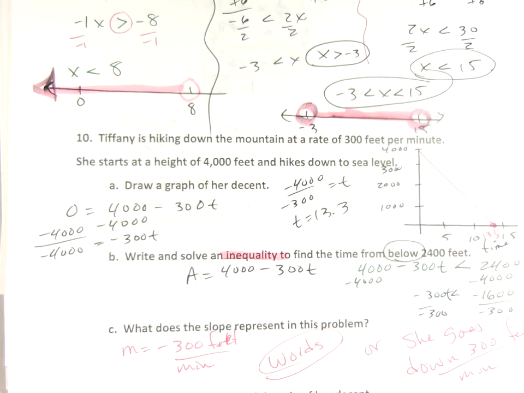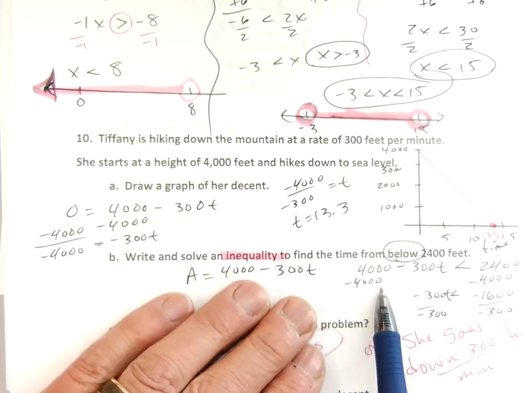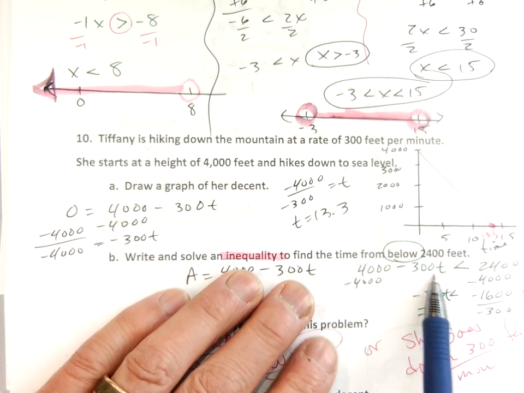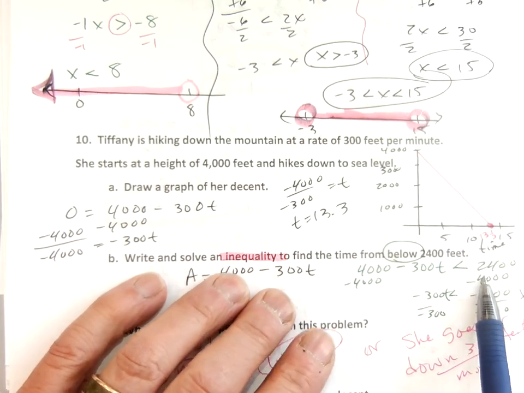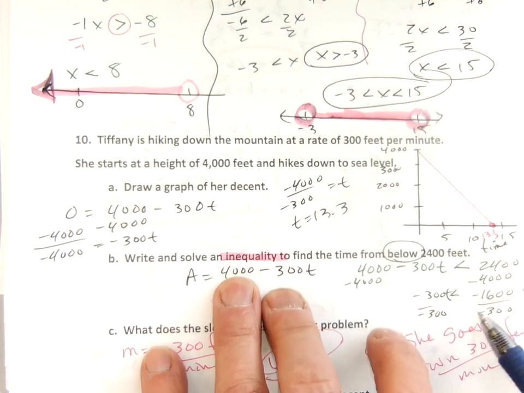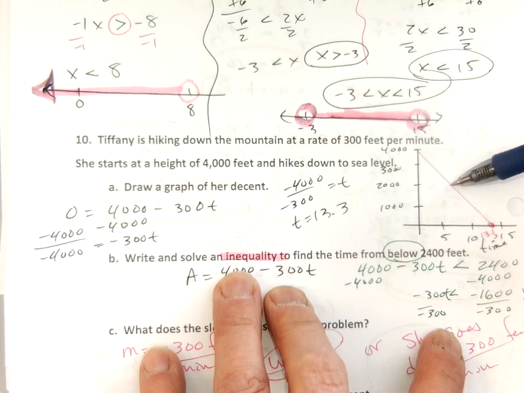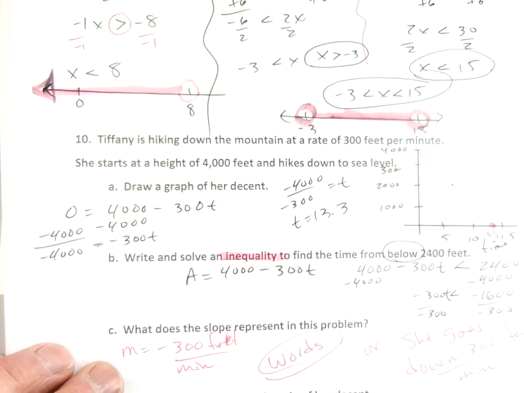Okay, so then write and solve an inequality. So here's my inequality, went 4,000 feet minus my 300t is less than 2,400. And when I solve for t, I get t has to be, don't forget to turn the sign, greater than 5.3 seconds. So after 5.3 seconds, she's below 2,400 feet.